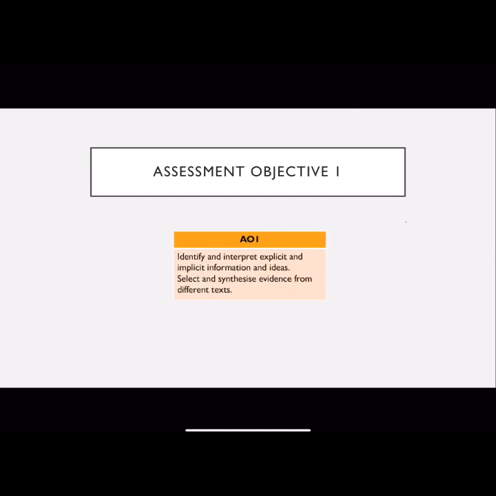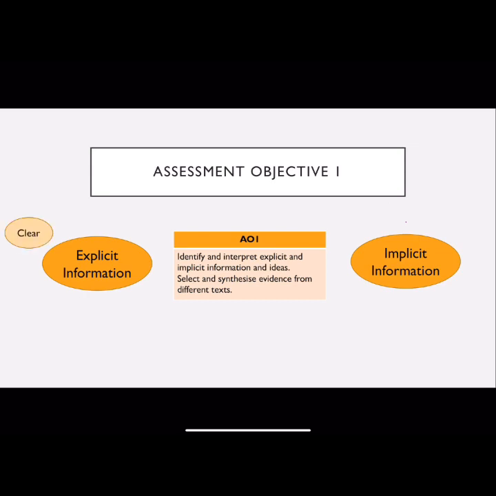Let's dig deeper into Assessment Objective 1. You're being asked to identify and interpret explicit and implicit information and ideas. But what does this actually mean? Firstly, explicit information is information that is clear, obvious, and usually easy to find. You'll be looking for a direct quote from the text.